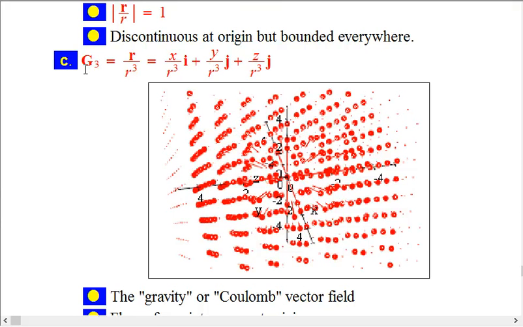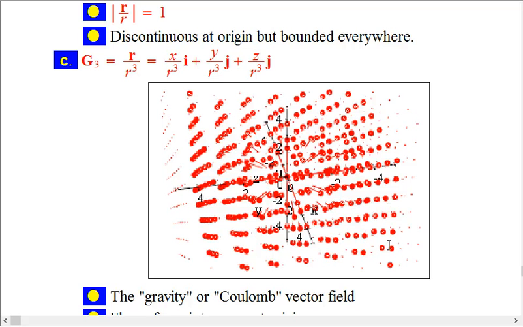So G3, that's a really interesting one. This is where we take r, the radial vector field, and here I claim the appropriate thing to do is divide it by r cubed. And we'll see why r cubed here and r squared before. Well, there's an obvious link to the dimension, but why do we do that?